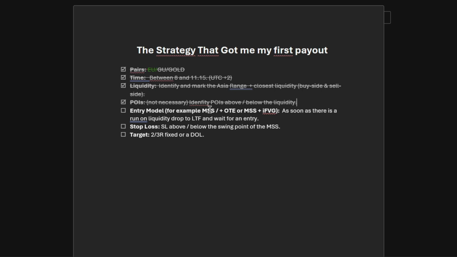And then the entry model, for example MSS plus OTE or MSS plus inverse fair value gap, as soon as there is a run on liquidity. Stop loss, I usually put it above or below the swing point of the market structure shift, and the target I usually go for 2 or 3R, but if I see a clear draw on liquidity, I just target the draw on liquidity.